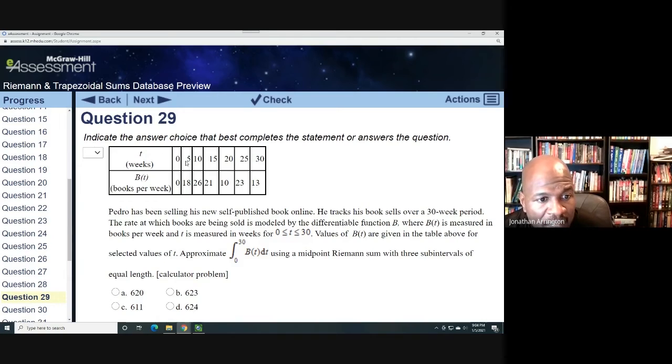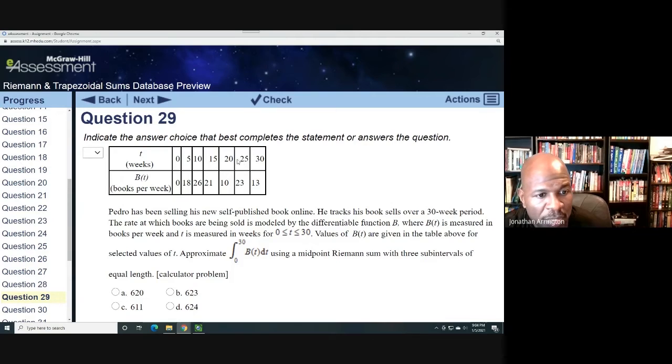So I can't take the midpoint of these 2 points. When given a table, you're going to have to use 3 points to get the midpoint. So I'm going to go from 0 to 10, because if I go from 0 to 10, I have a midpoint there of 5. And then next I can go from 10 to 20, the midpoint is 15. And then 20 to 30, the midpoint, of course, is 25.